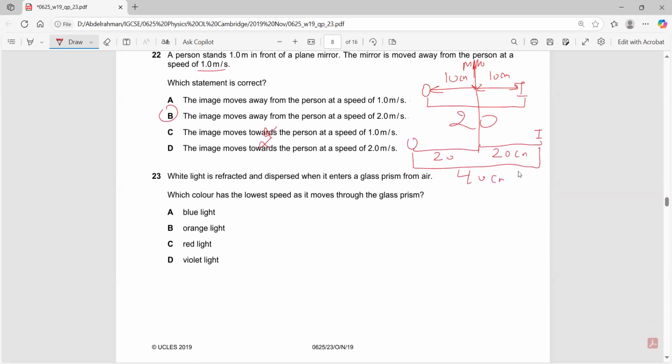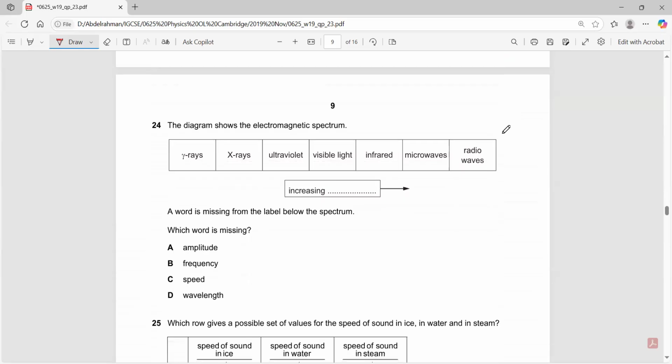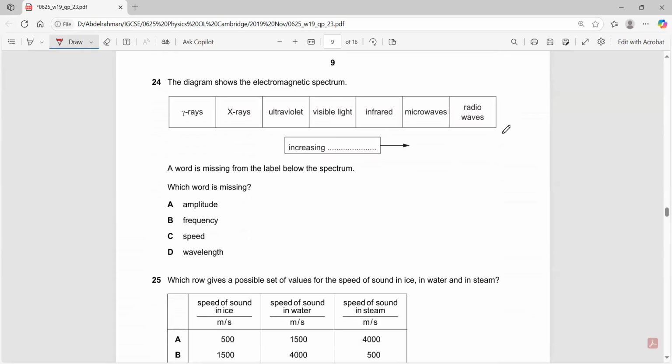White light is refracted and dispersed when it enters a glass prism. Which color has the lowest speed as it moves through the glass prism? The lowest speed would be the highest refraction, the violet light. These waves are in the order of increasing what? Increasing from gamma rays to radio waves. So you have increasing wavelength.